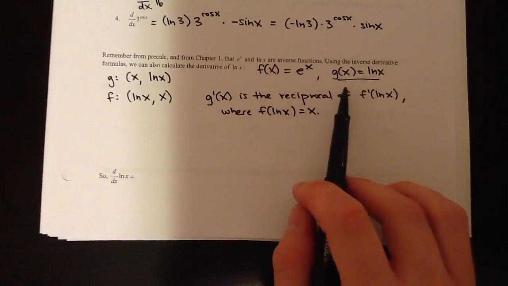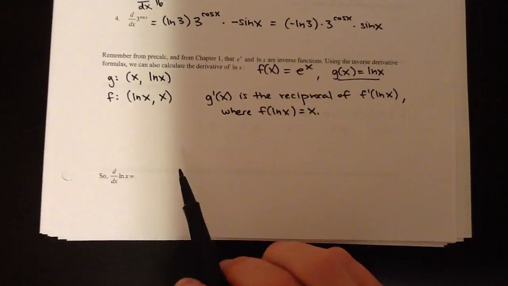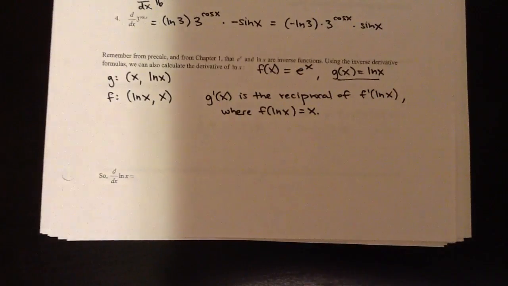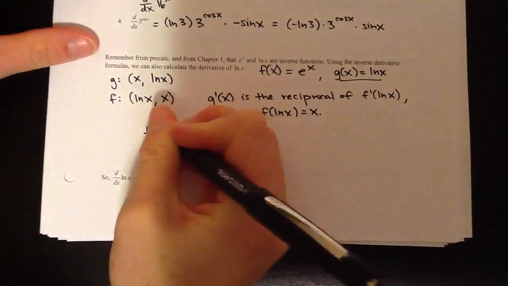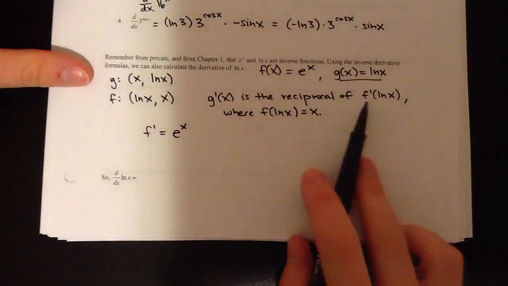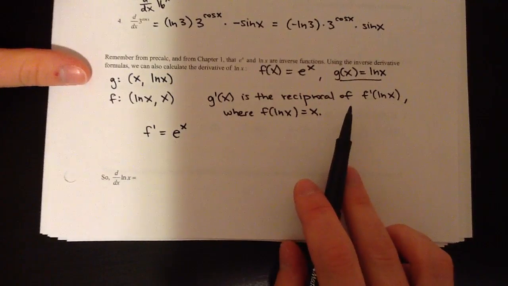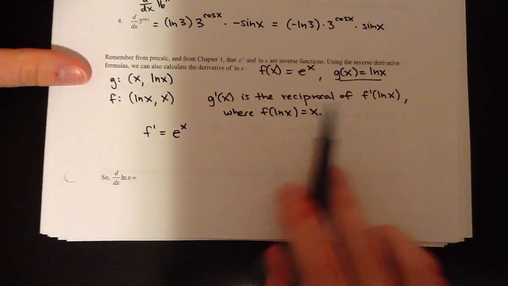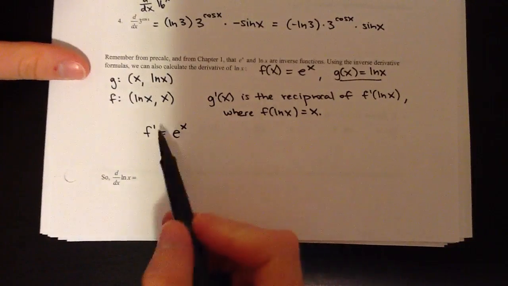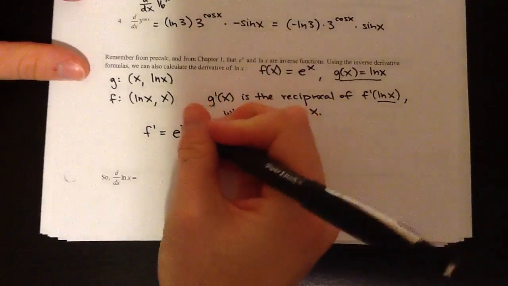It's the reciprocal of f prime of the natural log of x, where f of the natural log of x is x. So if we want to find f prime of the natural log of x, what we do is we take the derivative of f. So f prime is e to the x. If I want to know the derivative of natural log of x, that means I've got a nested function. So I plug the natural log of x in here, because f prime of natural log of x, I want to plug in the natural log of x.